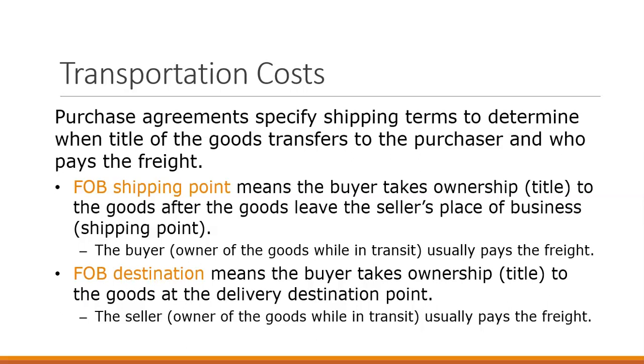Whereas if it's FOB destination, this says that the buyer doesn't take ownership until the goods are placed in their hands. Okay, so for FOB shipping point, and FOB is a business term that stands for free on board, FOB shipping point means that the buyer takes ownership as soon as the goods are placed on the truck. As soon as they go into transit, the buyer takes ownership, whereas FOB destination means that the buyer has to physically receive the goods before they take ownership.